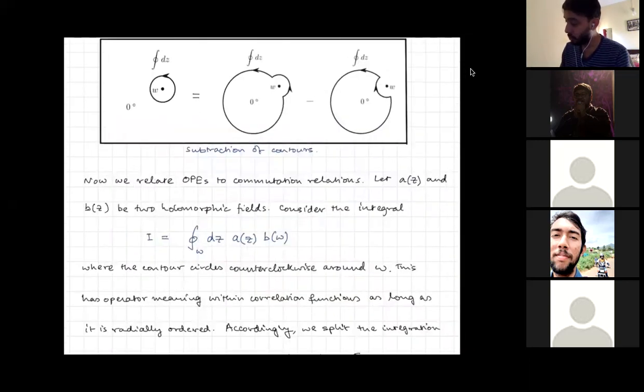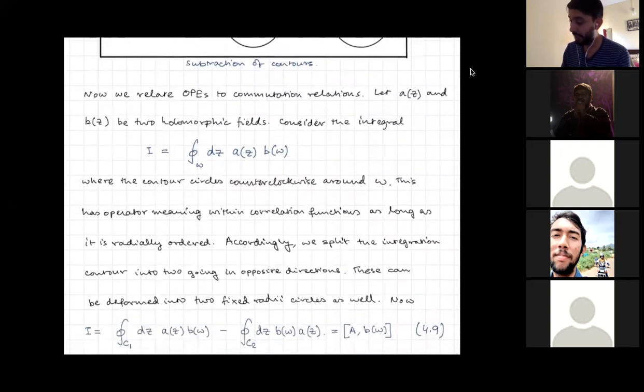Now let's try to relate OPEs with commutation relations. So let's take two fields, A of z and B of z. These are two holomorphic fields, and let's look at this particular integral that we have out here. The contour circles in an anti-clockwise direction around this particular omega. So this operator is only going to have a meaning within endpoint functions as long as it's radially ordered.